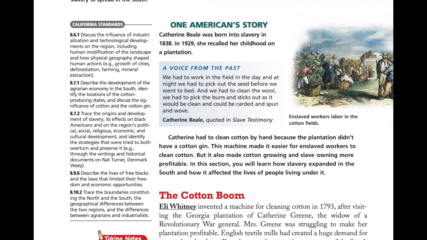One American story. Catherine Beale was born into slavery in 1838. In 1929, she recalled her childhood on a plantation. A voice from the past.